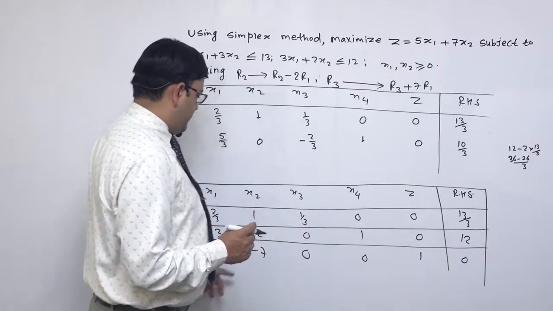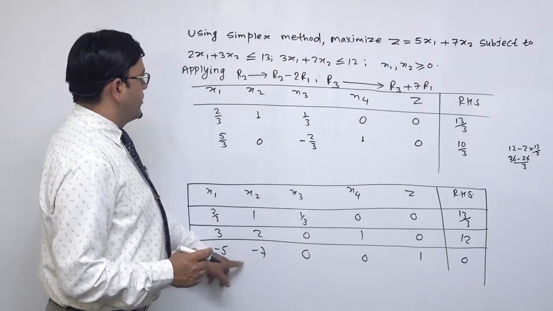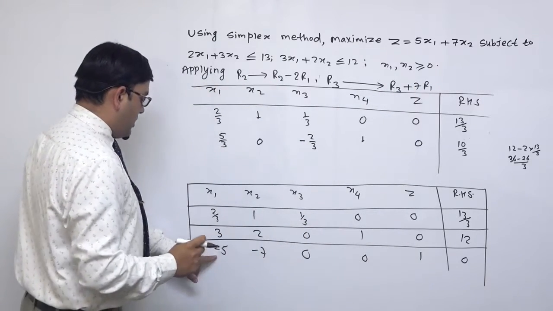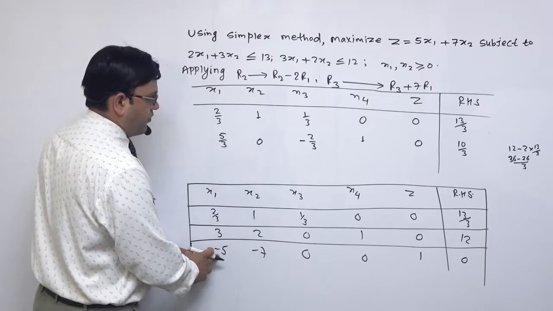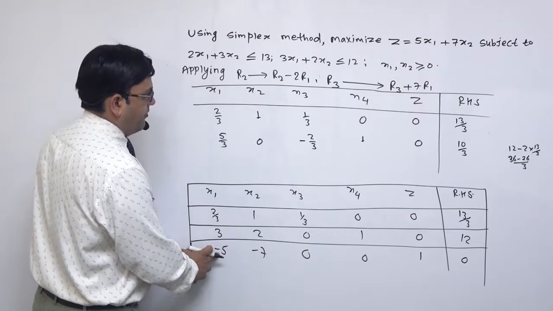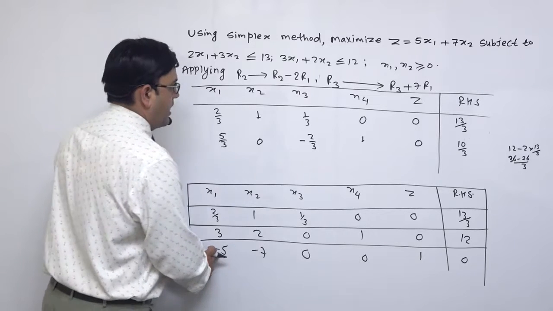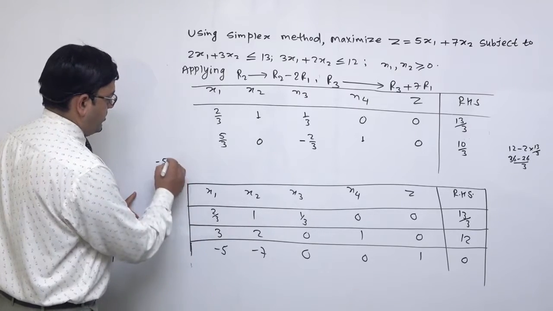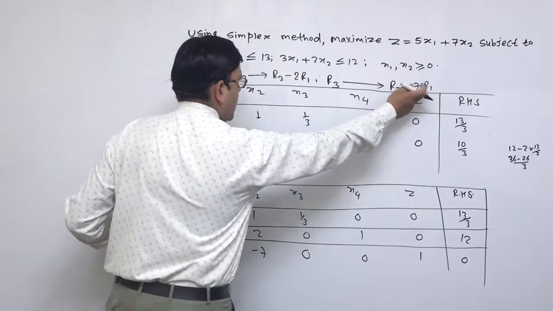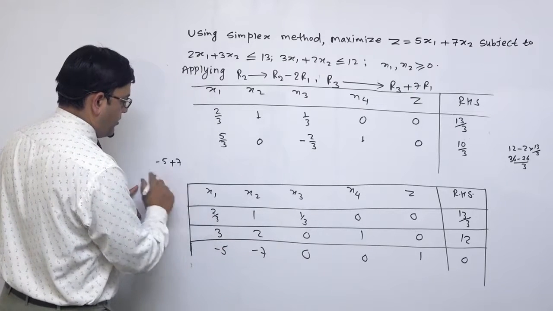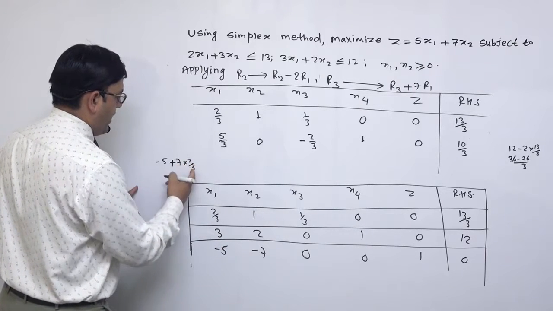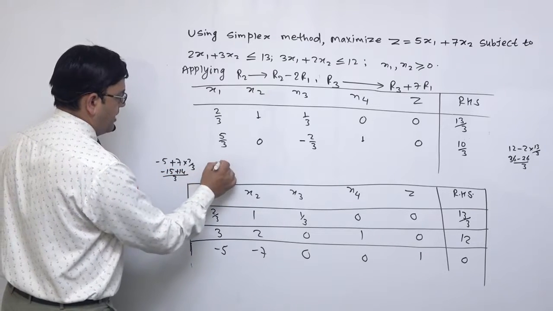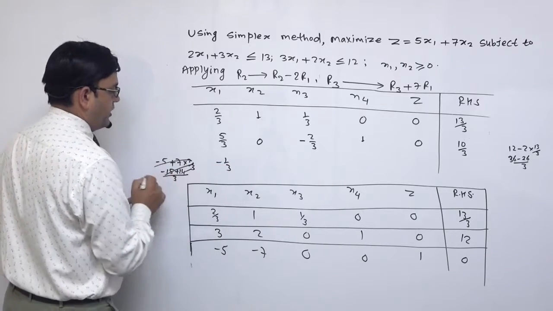Again we have to change this third row, R3 changes into R3 plus 7R1. हाम्रो कति छ, R3 means minus 5 and then R2 means plus 7 times, यहाँ 7 times R1 छ, 7 times यो R1 भनेको 2/3. So we have minus 5 times 3 is minus 15 plus 14/3, so it's minus 1/3. So we can do this.